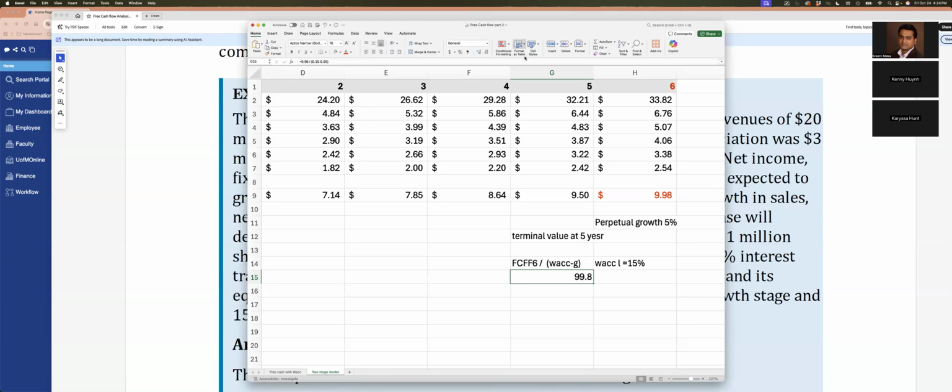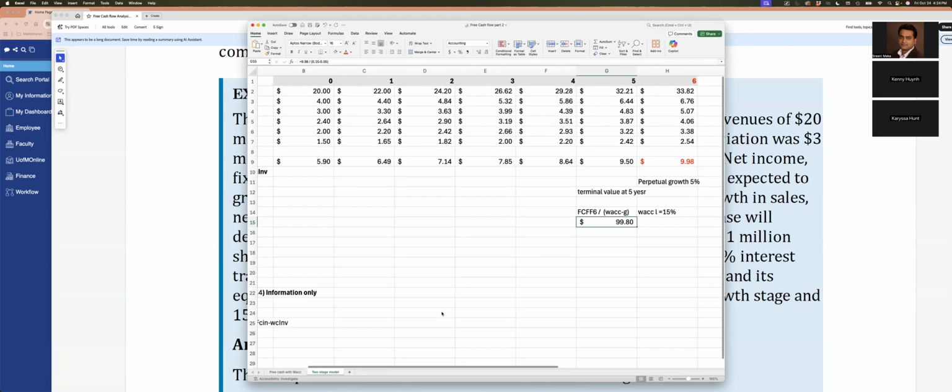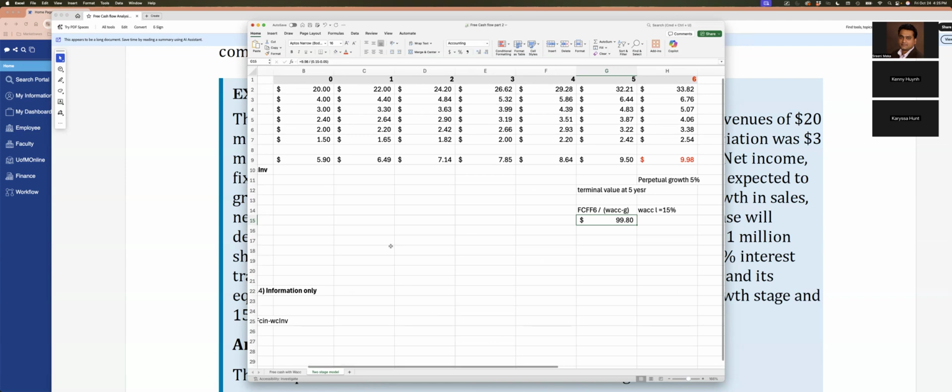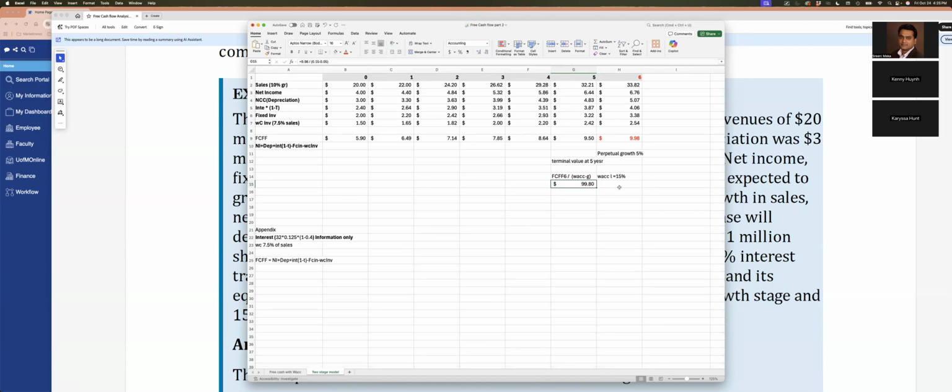Got it? So now let's do the cash flow model, the free cash flow model. Wait, I have a question. Yes, ma'am. Obviously the numbers in our model in front of us are in millions for the sake of the word problem. Now, the 99.80 that we calculated, is that also in millions? Yeah, millions.